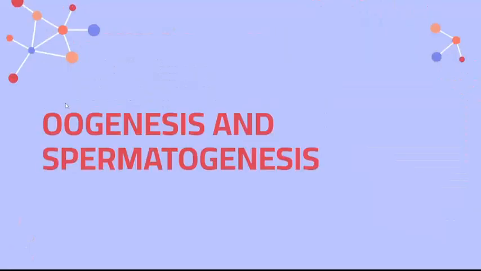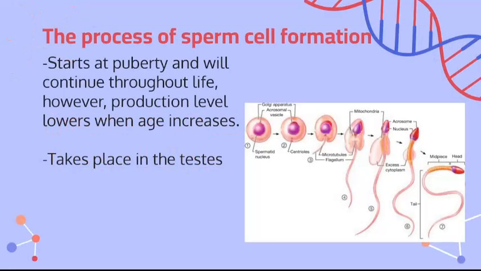So we're learning about oogenesis and spermatogenesis, which is the production of egg cells and sperm cells. Today we're looking purely at gametic cells, because meiosis only applies to gametic cells. So we're going to look at the process of sperm cell formation. You start producing sperm at the age of puberty, and you will continue to do this throughout life. However, the production level of sperm will lower as age increases.